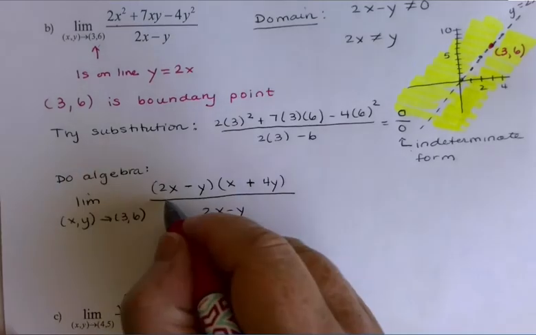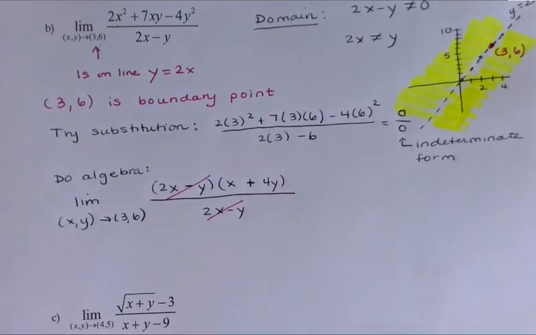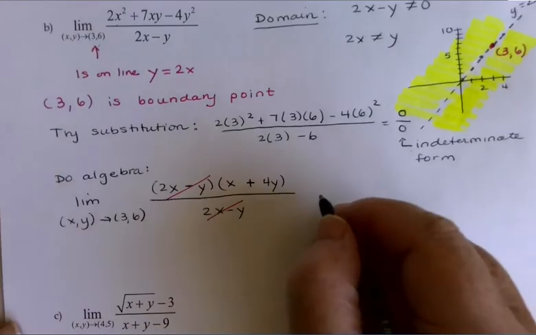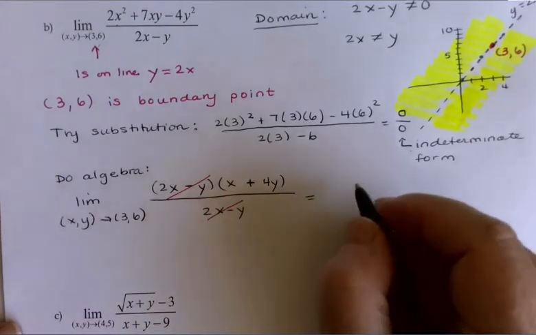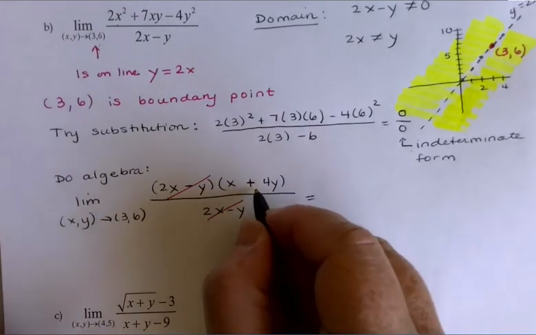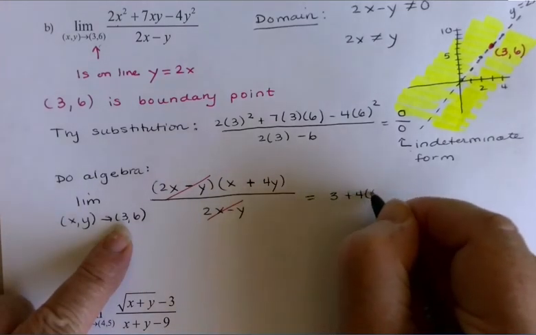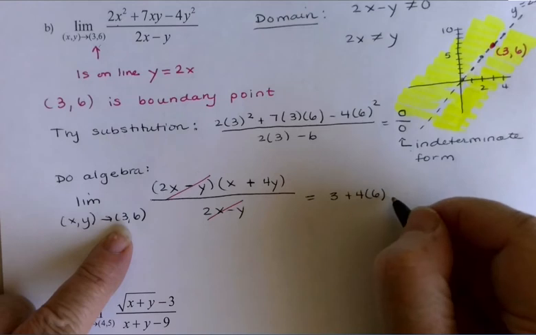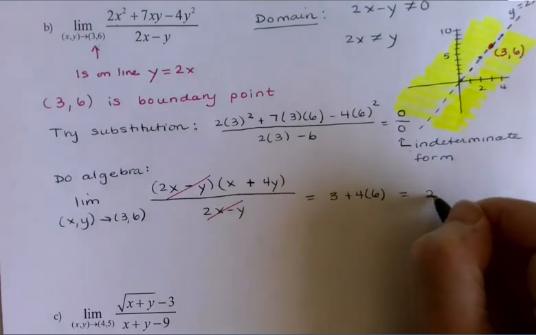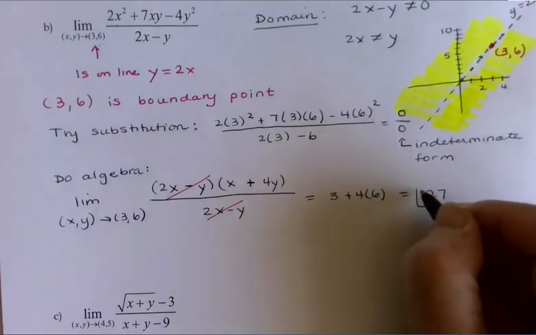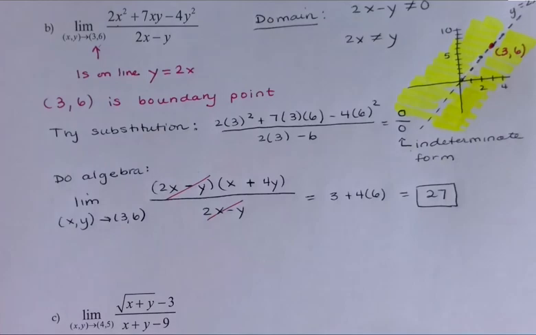And I can see that I'm able to cancel out that common factor in the numerator and denominator. And with those canceled out, if I now try to plug in, I'm going to get 3 plus 4 times 6, or 27. So that limit is 27.